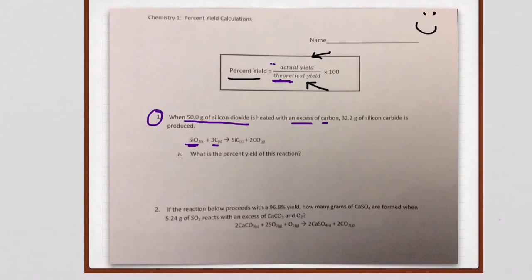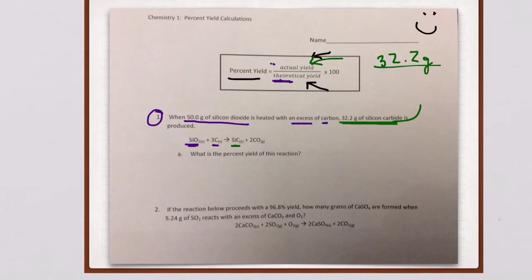And then what is this part over here? 32.2 grams of silicon carbide is produced. Oh, okay, it's telling us how much product there is, so that must be the actual yield. So that's going to go in right up here. I'm going to erase my line here to give you an idea of what we're doing. We already know that the top half of this percent yield is going to be 32.2, so let's fill that in.